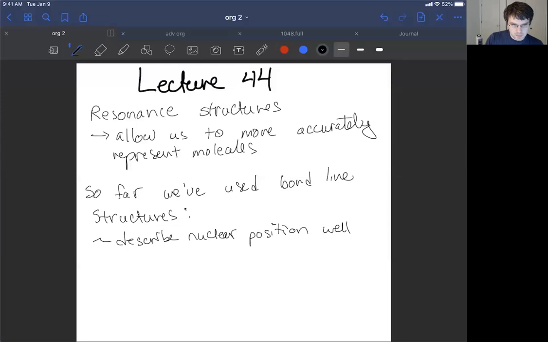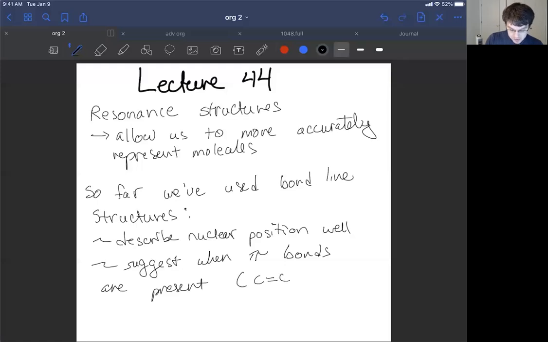They suggest when pi bonds are present. And by that, I mean we have like double bonds and triple bonds. And they describe sigma bond networks.